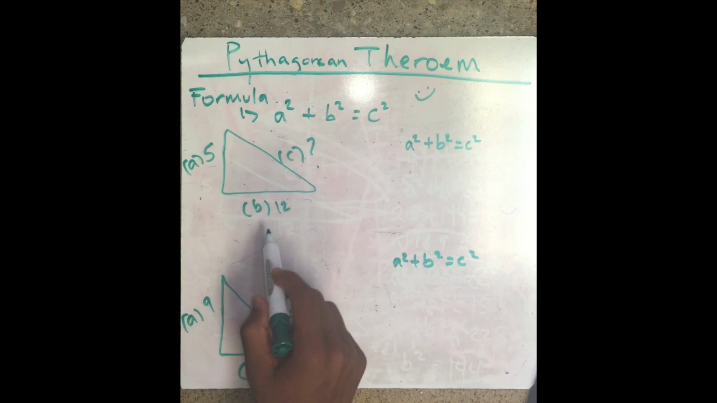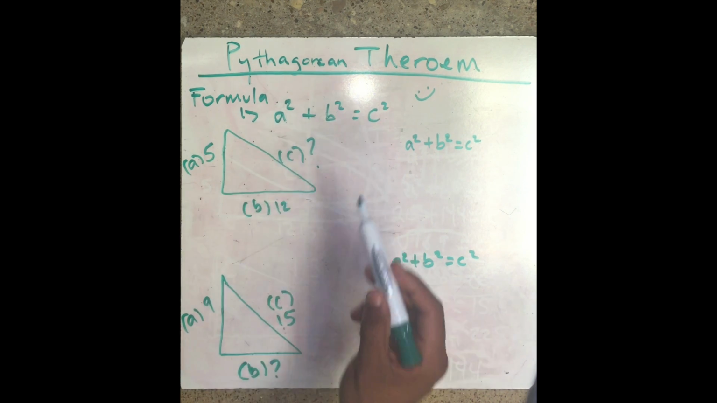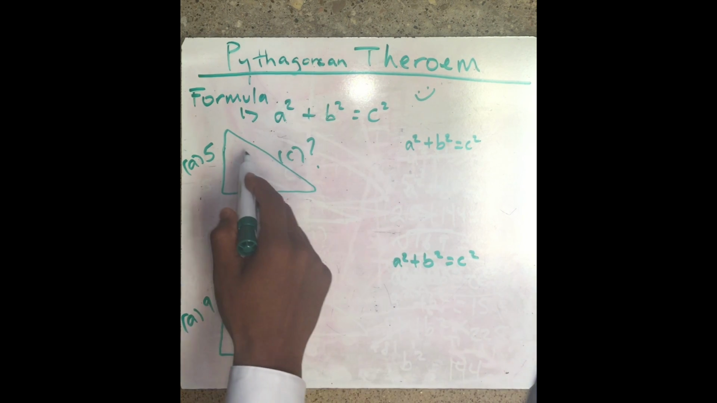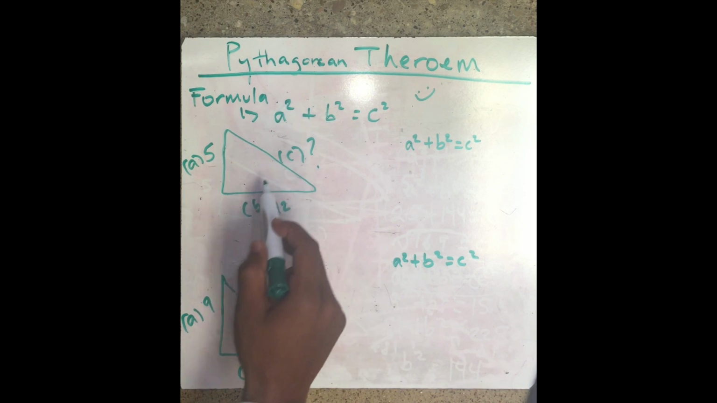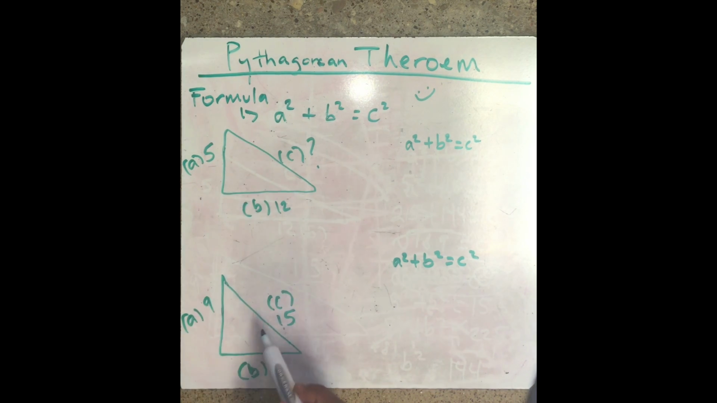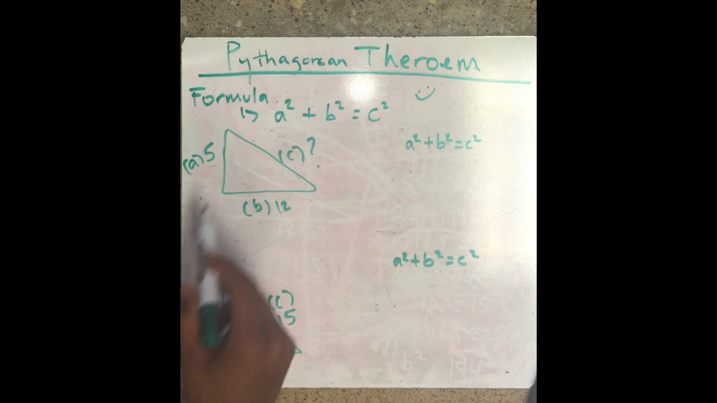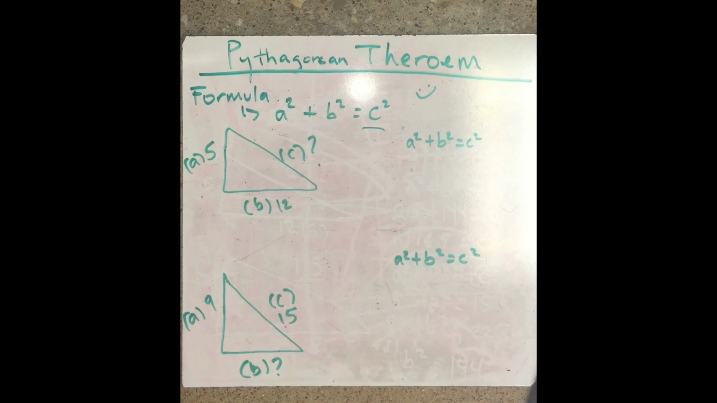So a is 5, b is 12, and then c, we're not sure. So we'll have to find out what c is. Always, the longest side is c, and the other two sides are a and b. You can either solve for a, solve for b, or solve for c. For the first problem, we're going to solve for c.